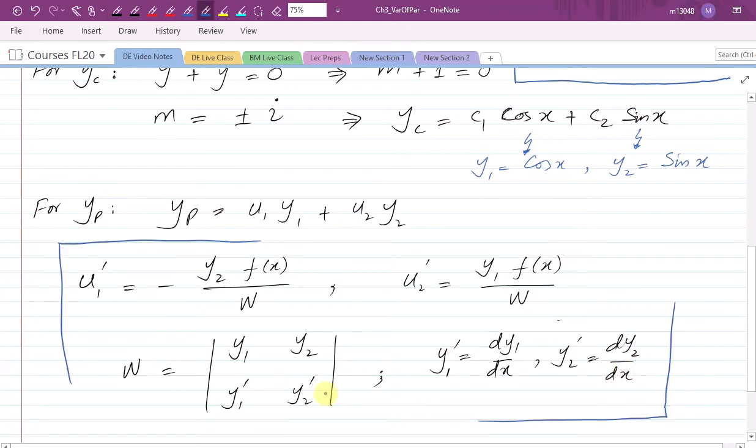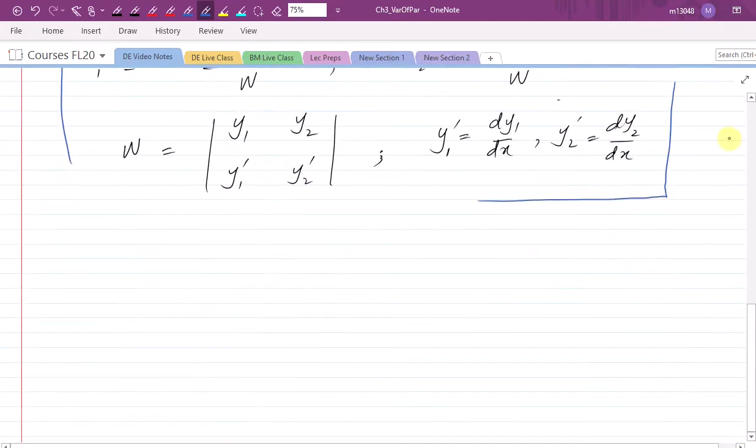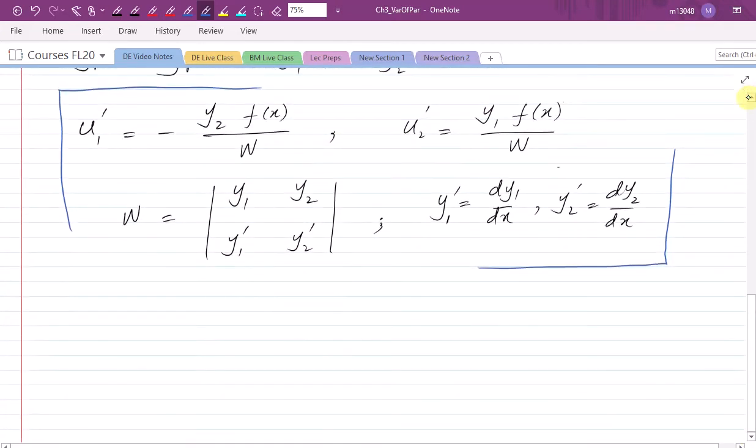We know all the needed functions. We know y1 and y2. We know f of x. We can calculate w, put the value here, and calculate u1 prime and all that. Okay, let's start with that. I'll write all of them again here just for easy reference. So our y1 is cosine x, our y2 is sine x, and our f of x is secant x.